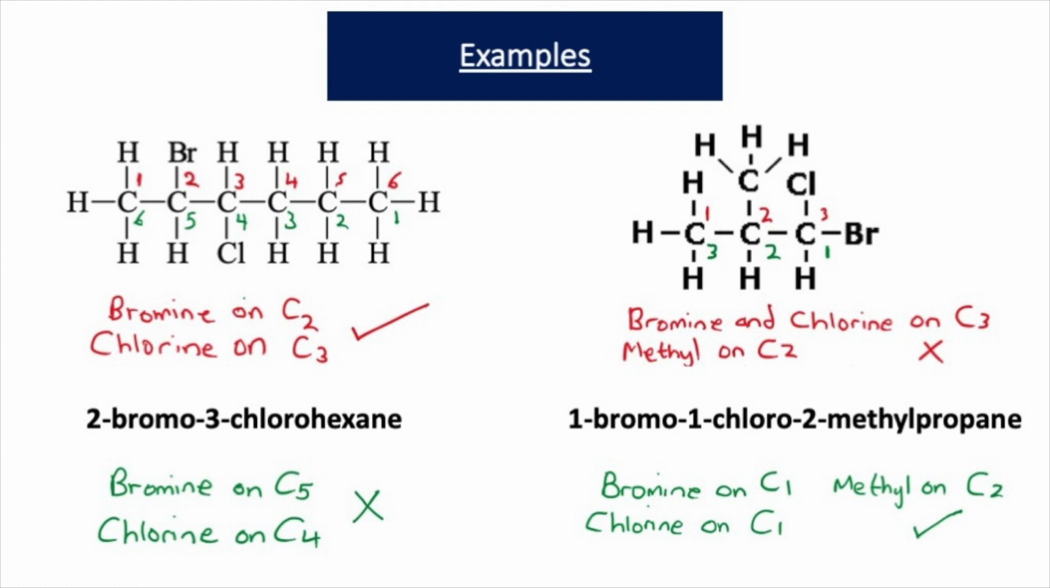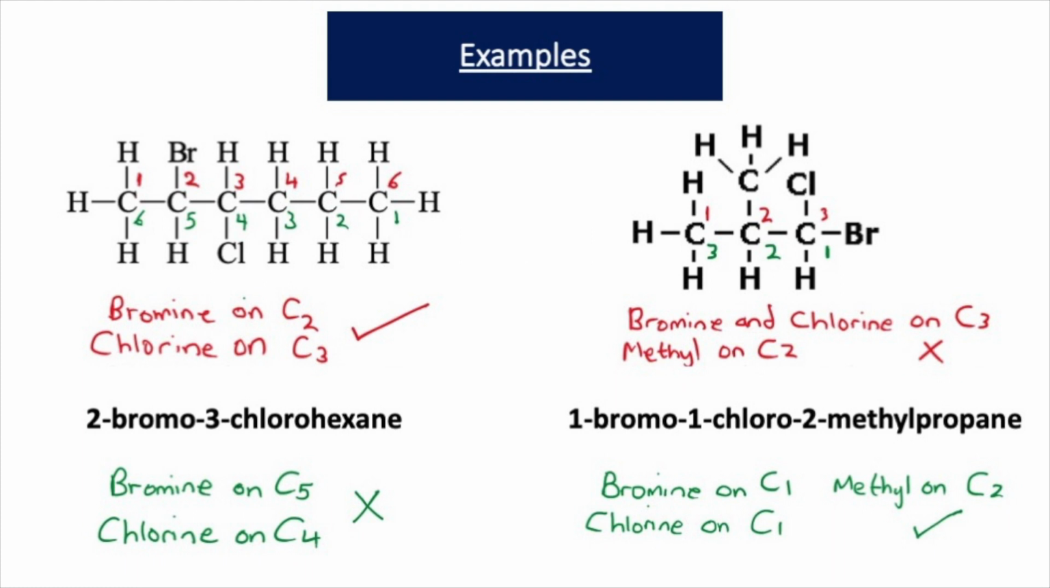Now on carbon 2, we have a methyl group, a CH3 group. The alternative way to number this would be right to left, as I've done in green here. If I number it right to left, the bromine and the chlorine are on carbon 1, and the methyl group is on carbon 2.